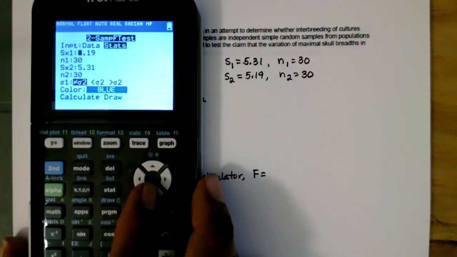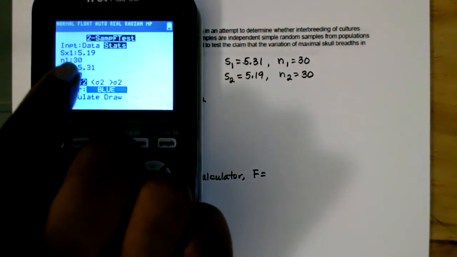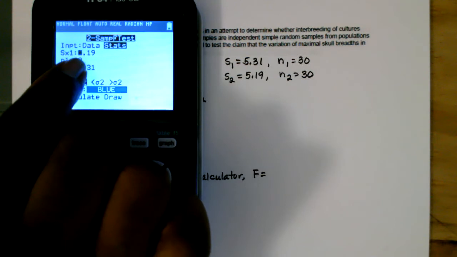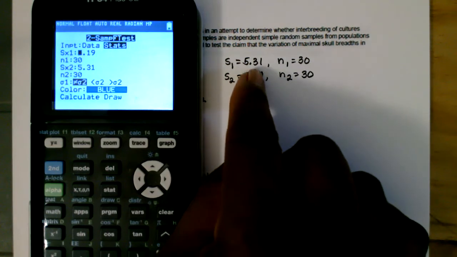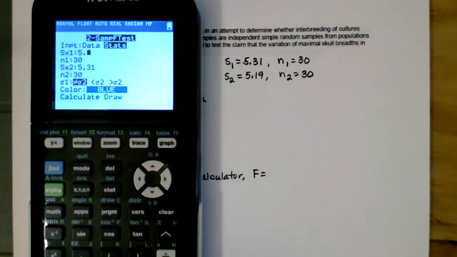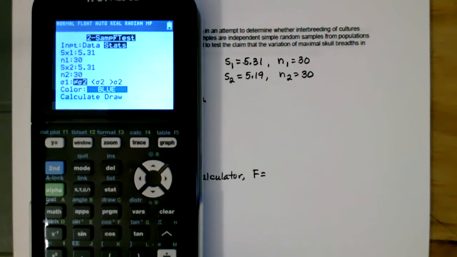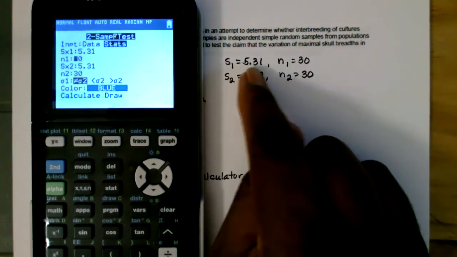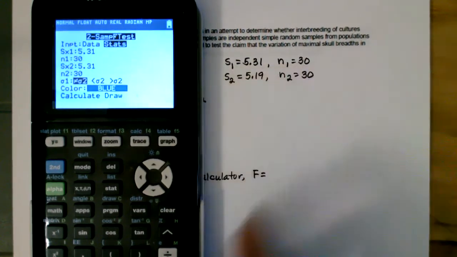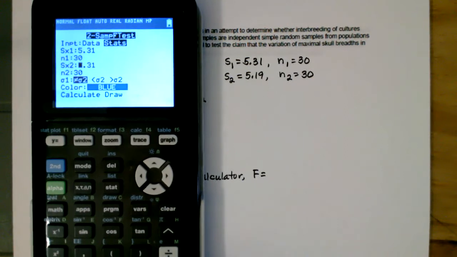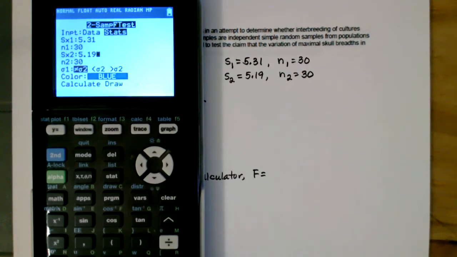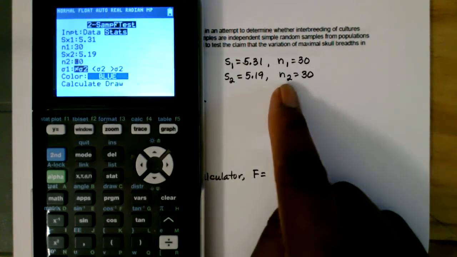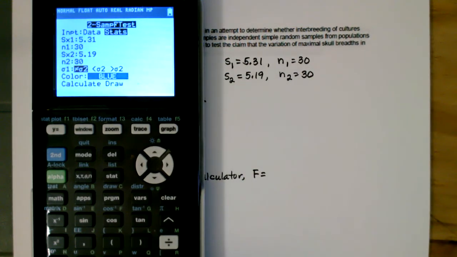Okay. So now, Sx1, that's the first sample standard deviation. That's the larger of these two, that 5.31. We enter that. And n1 would be the sample size that has the standard deviation of 5.31. In this case, it's 30. And then Sx2 would be the other, 5.19. And then n2 is the sample size related to that sample standard deviation of 5.19. That's going to be 30.